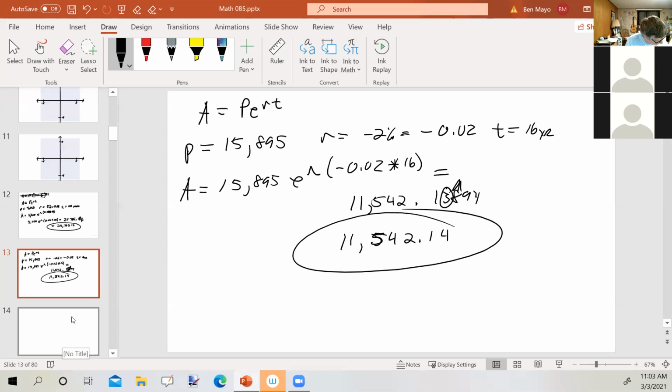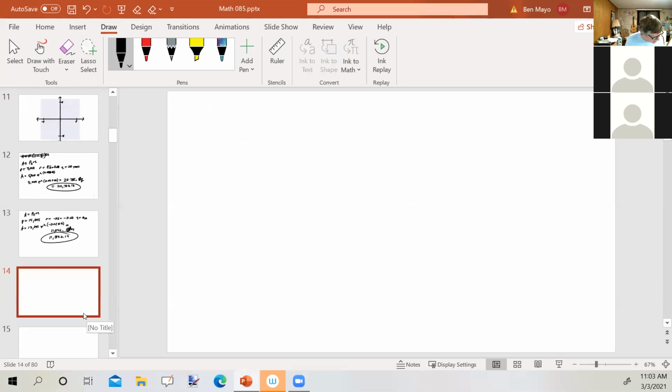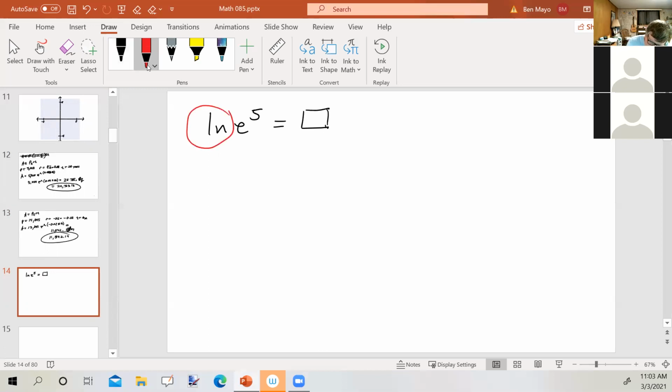Next, it says evaluate each expression without using a calculator. So we've got the natural log of e to the 5th power. Okay, so I want to evaluate that. That's equal to some unknown value that I'm going to just call box for the time being. Keep in mind, ln is log base e. So I've got log base e of e to the 5th power equals box.